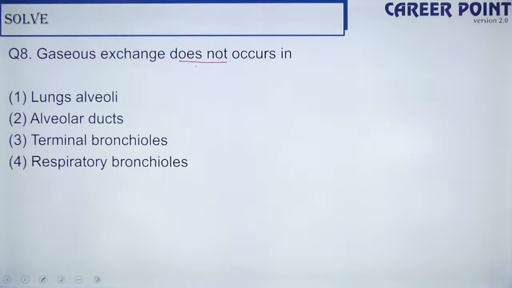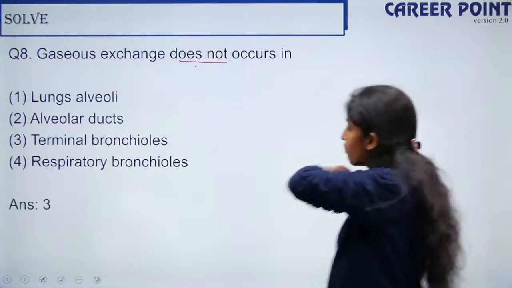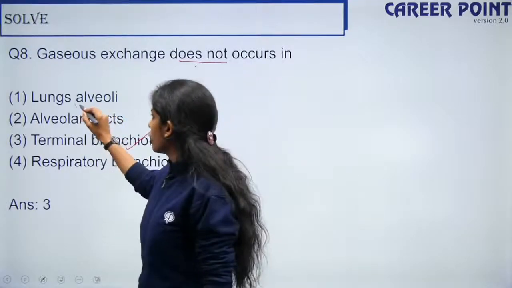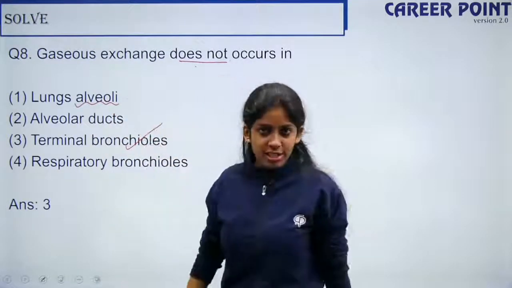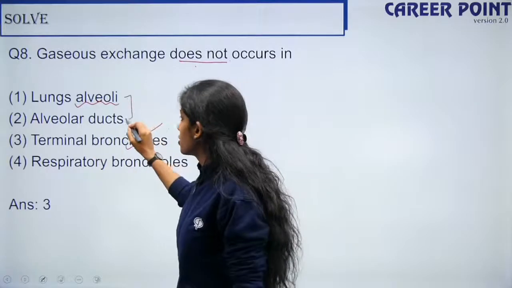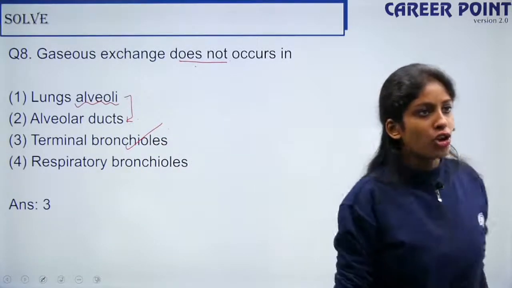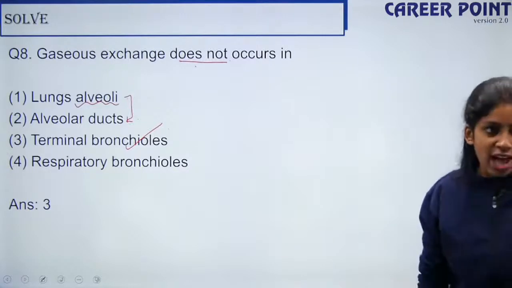So you say option 3, terminal bronchioles. Absolutely right, because alveoli are the sites of gaseous exchange. Alveoli are associated with alveolar ducts. And yes, obviously it is the terminal bronchioles which open further into the alveoli.